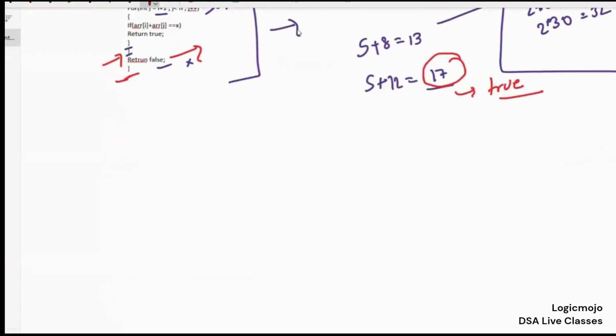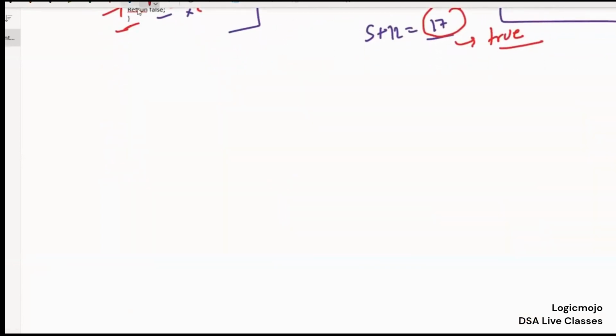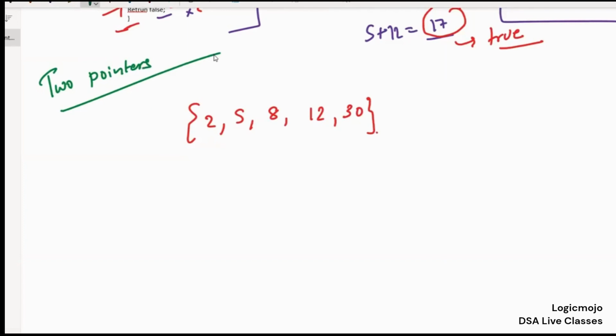Now let us see, we want to optimize this, okay? What should we do? So let's say we have something like 2, 5, 8, 12, 30, okay? We'll try to use the approach of two pointers here. What we want to do is have two pointers, one at the very start and one at the very end.